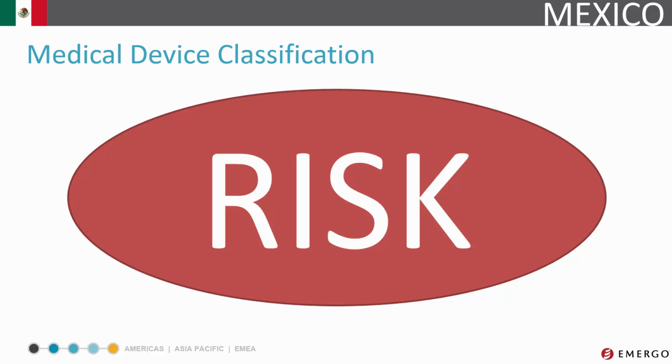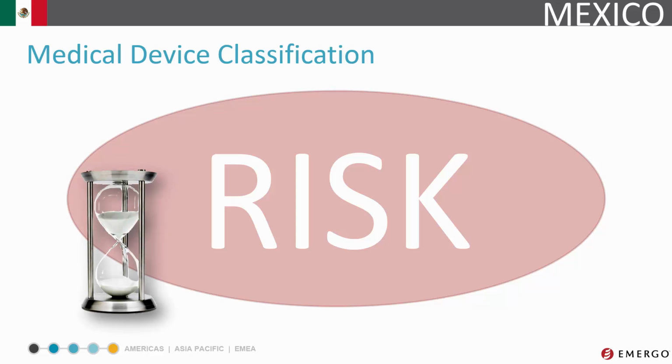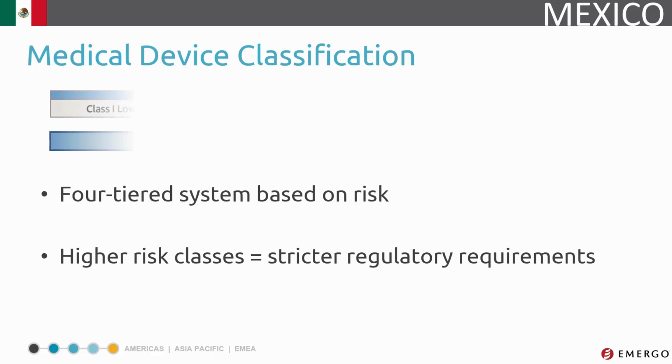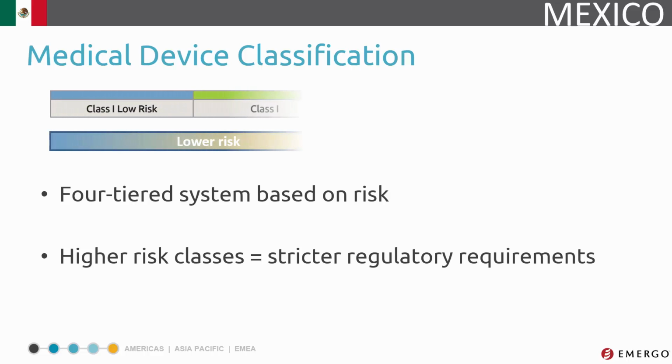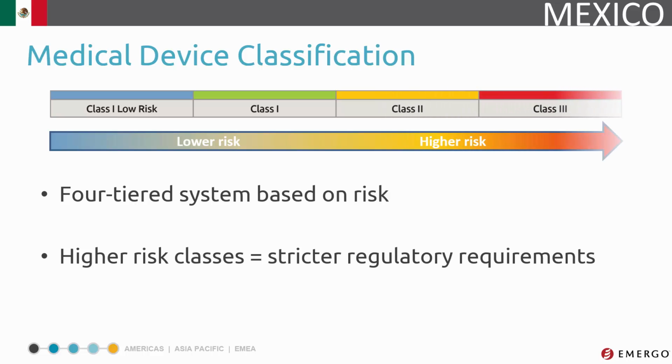Just as they are in many other markets in the world, medical devices in Mexico are classified based on the level of risk the device presents to the patients or the user. This is determined by examining different criteria such as the duration of contact with the body, degree of invasiveness, and local versus systemic effect. This risk-based system results in a classification. There are 3 device classes plus a special low-risk category. As it is in many other markets, the higher the risk, the more stringent the regulatory oversight.